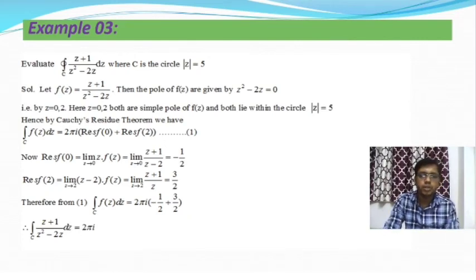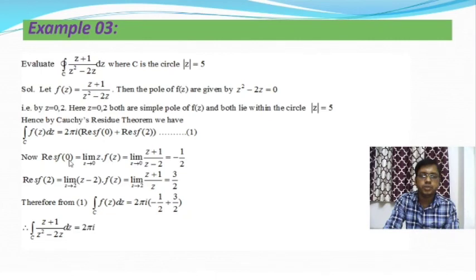Hence, by Cauchy's residue theorem, we have the closed integral over C of f(z) dz equal to 2πi times the residue at the point z = 0 plus the residue at the point z = 2, and we can call this equation number 1. So now we are going to find the residue at the pole z = 0, and after that we are going to find the residue at z = 2.